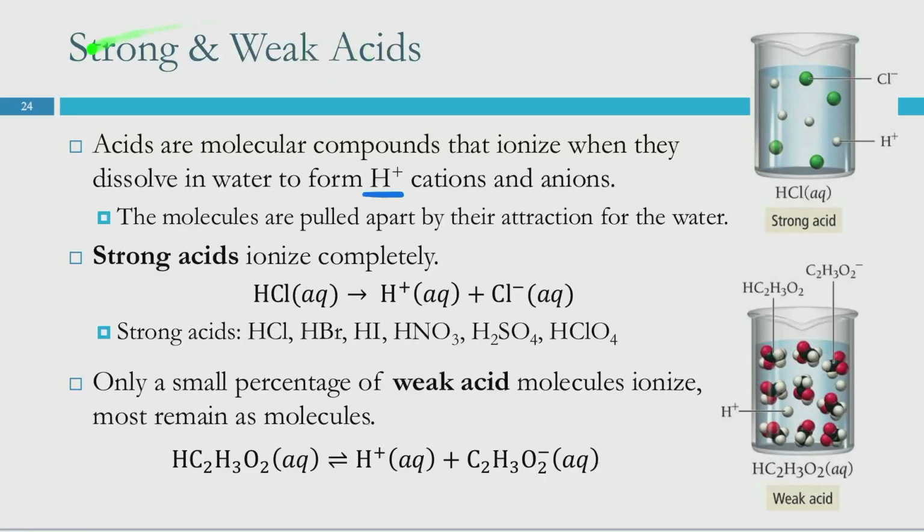So when acids go into water, strong acids ionize completely. So for example, HCl, we know it's an acid because it starts with H. If you put this into water, it will completely separate into H+ and Cl-. So it completely dissociates. Completely separates. HCl is one of these, HBr, HI, HNO3, H2SO4, HClO4, some other examples of strong acids.